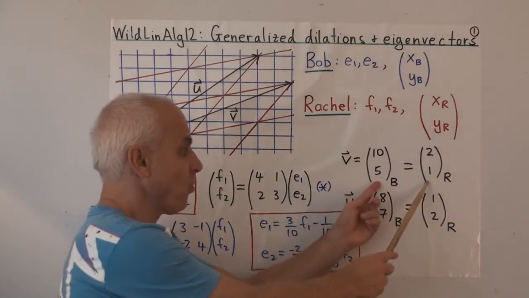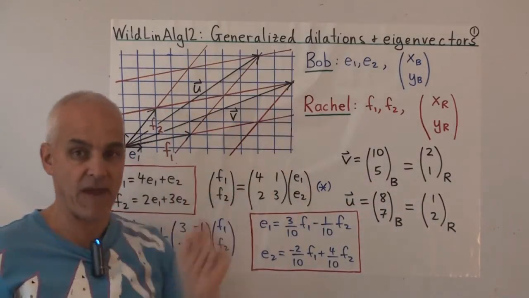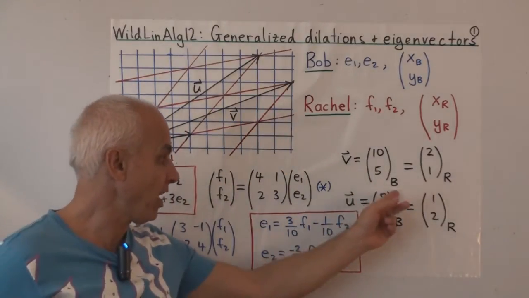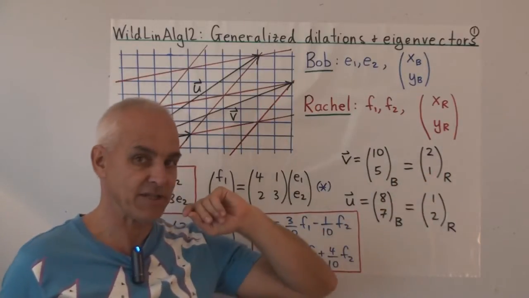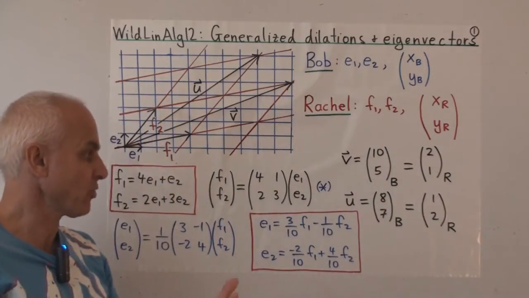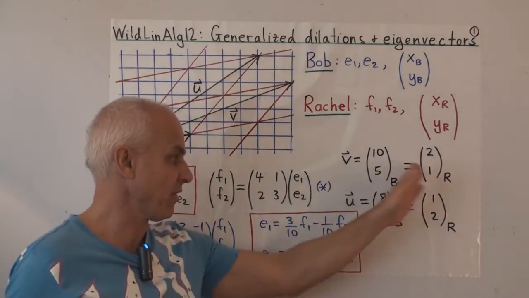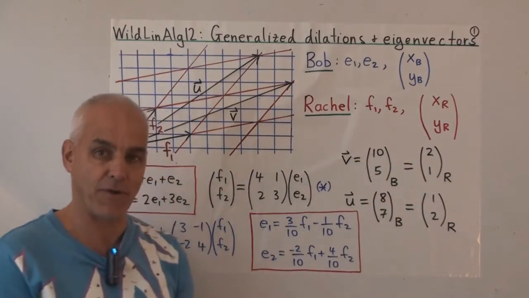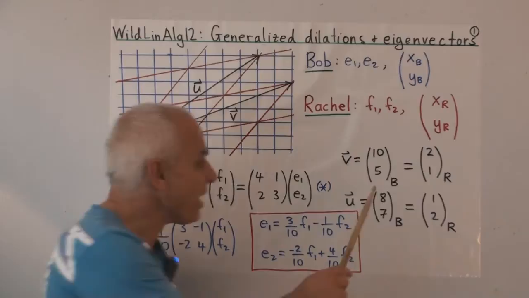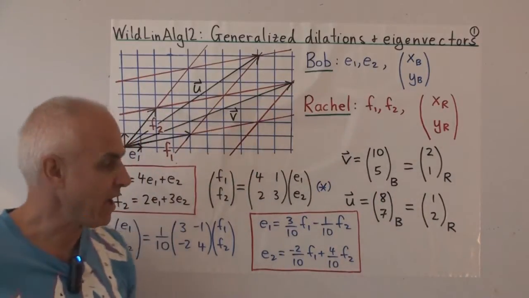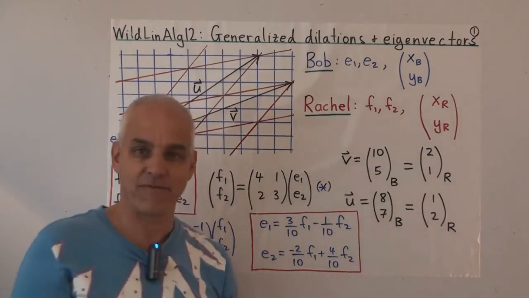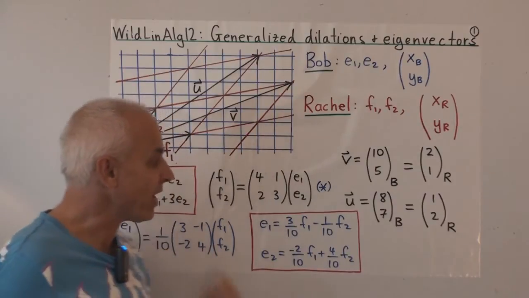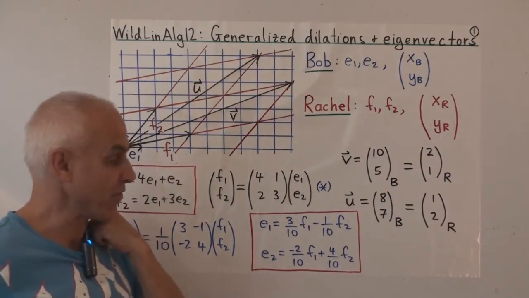These are two different ways of representing the same vector. One in Bob's system, one in Rachel's system. Natural question is, how would you go from one to the other? If you knew one of them, how would you find the other? Well, you might guess from looking at these two that what you do in this case is you divide by 5. Well, that's not correct, as you can see from looking at another example.